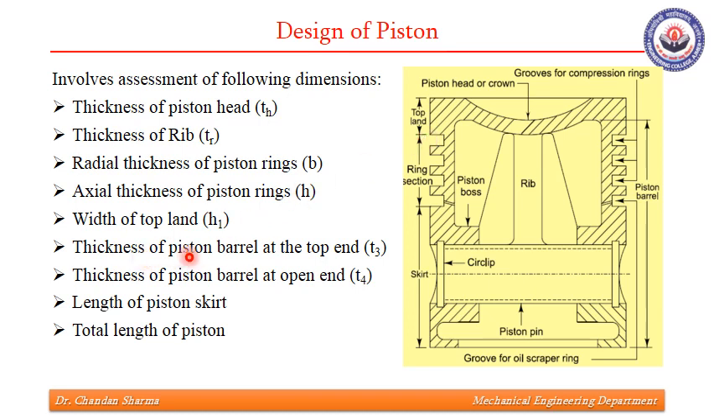Thickness of piston barrel at the top end, thickness of piston barrel at the open end, length of piston skirt, total length of piston. It might seem that these are numerous dimensions which we need to find, but the beauty of doing design of piston is we need to find only 2 or 3 dimensions, and we can represent other dimensions in the form of standard dimensions.